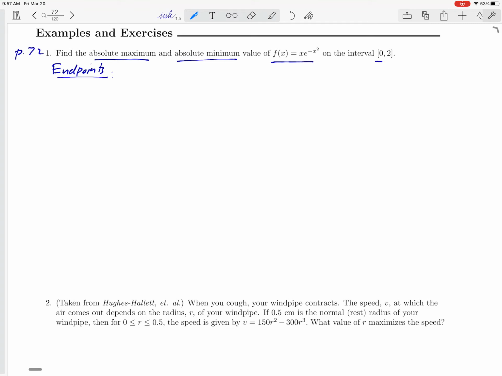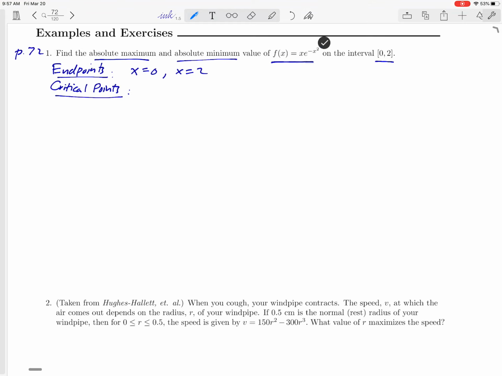There are the endpoints, which are given directly to us in this case. Our interval is 0 to 2, so our two endpoints are x equals 0 and x equals 2. And then we also need to look at our critical points, which means that we need to take the derivative and figure out where it's equal to 0 or where it's undefined.